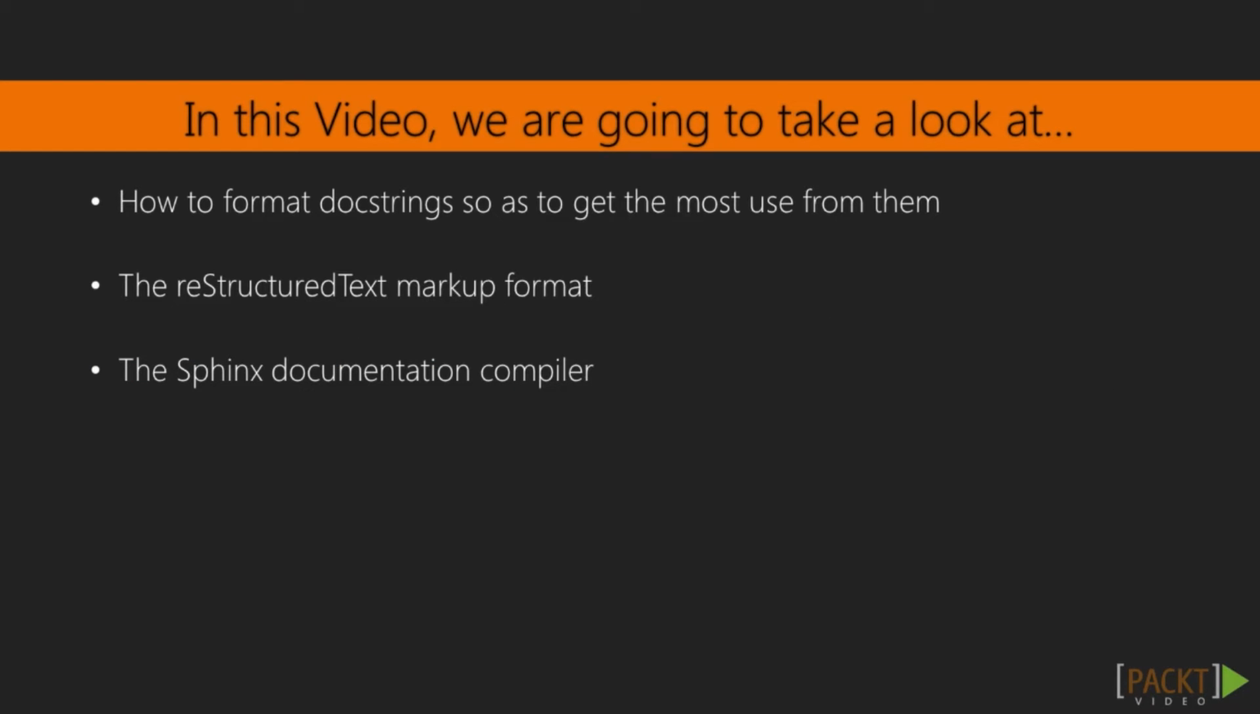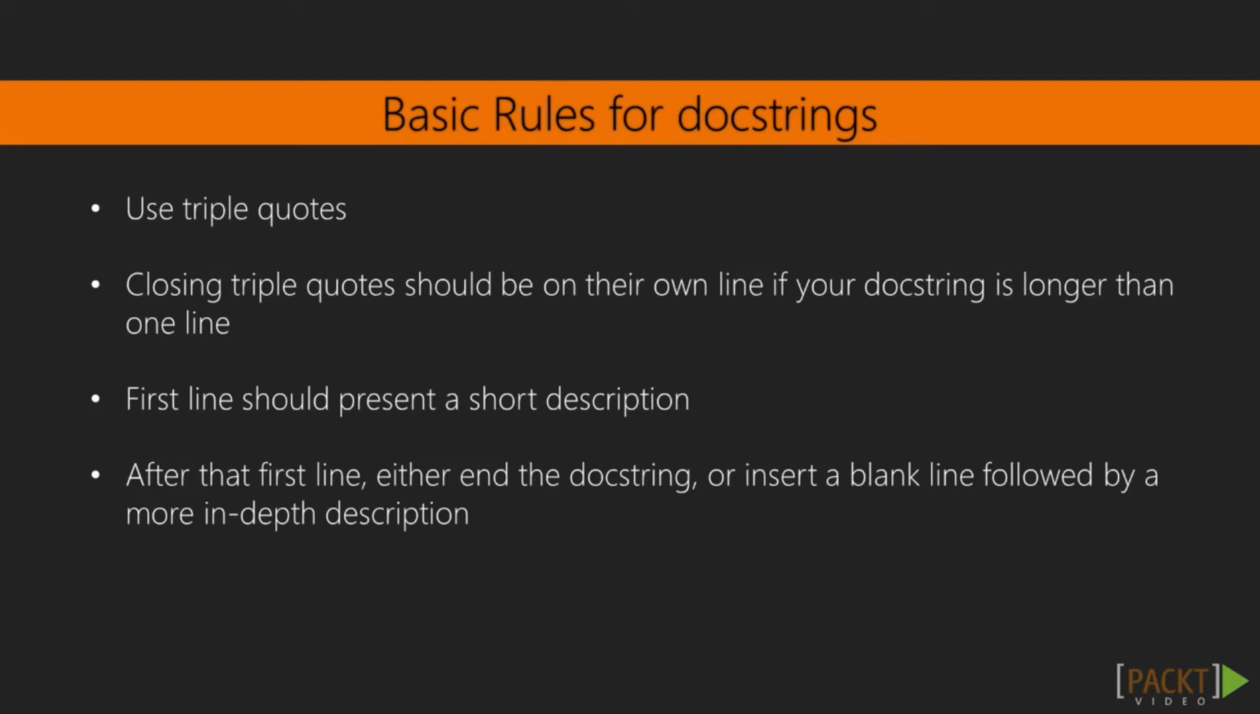We're going to see how to format our docstrings to get the most use from them, and we're going to look at the restructured text markup format. Then see how to feed those two things into the Sphinx documentation compiler, and to create HTML pages for our documentation of our project. PEP 257 documents the expectations of Python programmers and tools with respect to docstrings.